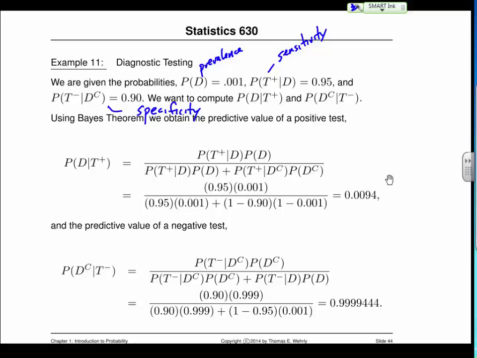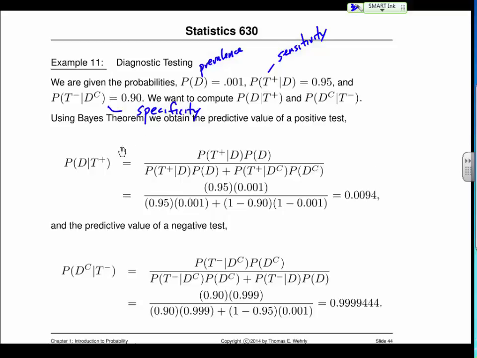In fact, we could even have 100% sensitivity here and still get about the same thing. That is, every person with the disease tests positive. But still, if you look just at the positives, most of those people don't have the disease. And that's due to the calculations we did with Bayes' theorem.